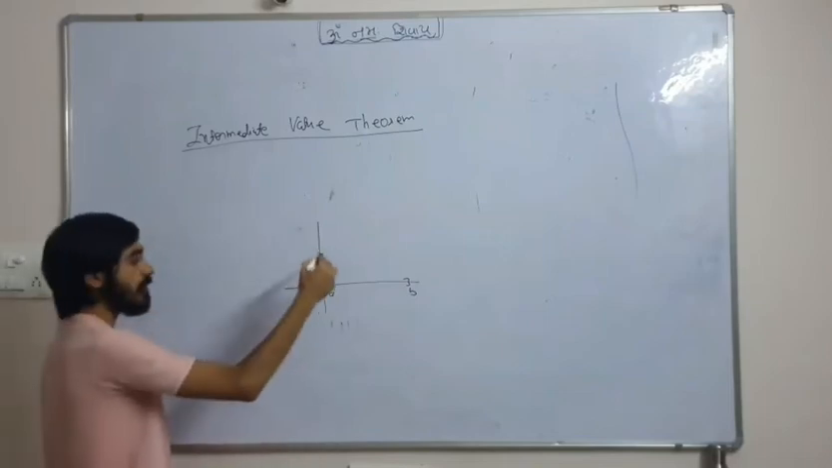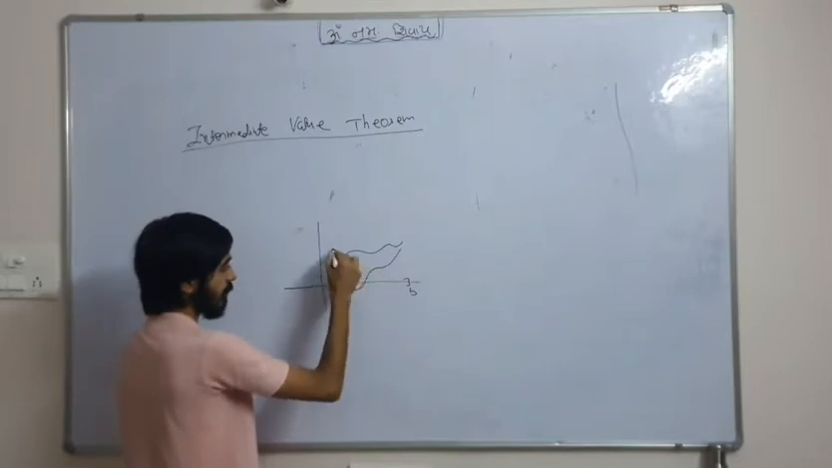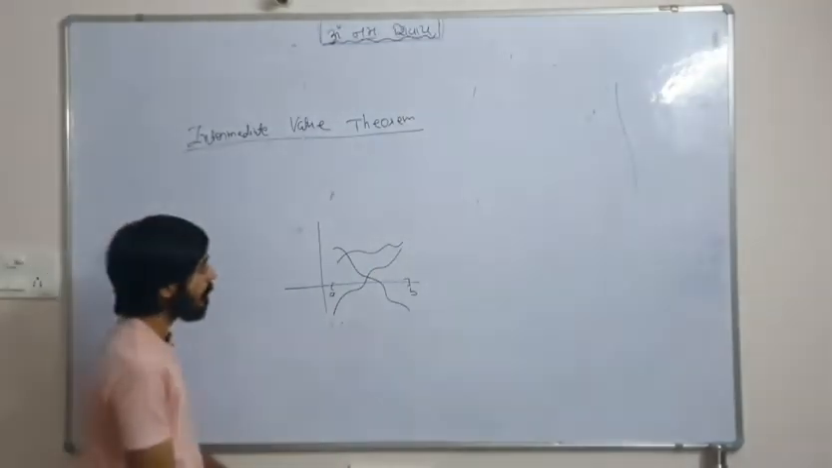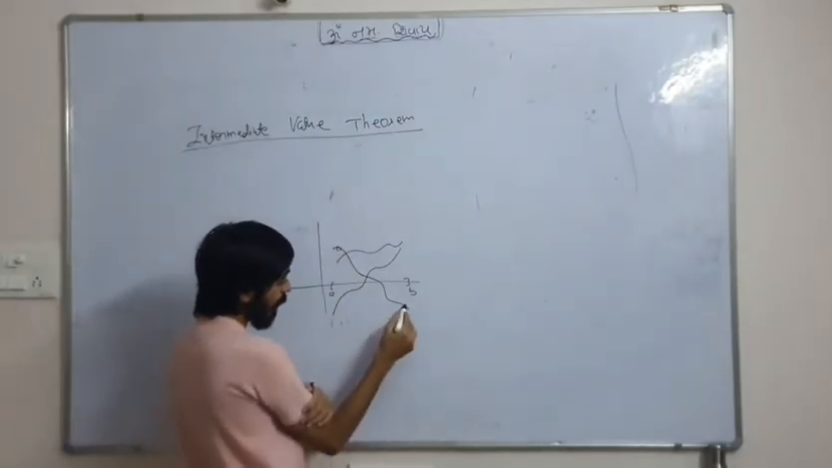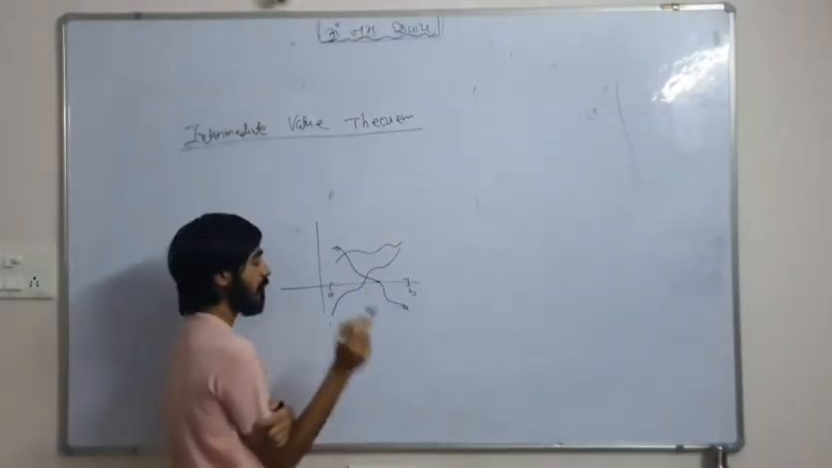So I have a continuous function here. It can be like this, it can be like this, it can be like this. Now observe that if the function takes a positive value at some point and a negative value at some point, then it also takes the value 0.